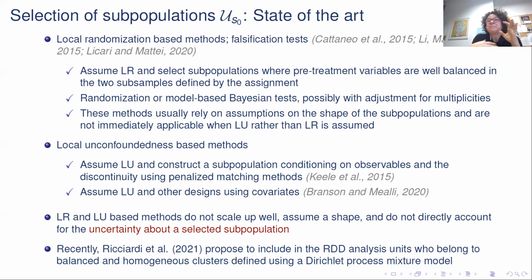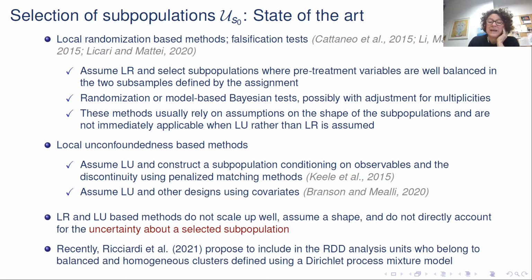It's plausible because the distribution of the covariates is expected to be the same if the local randomization assumption holds. This type of falsification test, and Bayesian tests and randomization-based tests have been proposed in the literature, is not easily generalized under the local unconfoundedness assumption. So they can only be straightforwardly applied when assuming local randomization. And again, when assuming local unconfoundedness, usually some other methods are used to select the subpopulation.